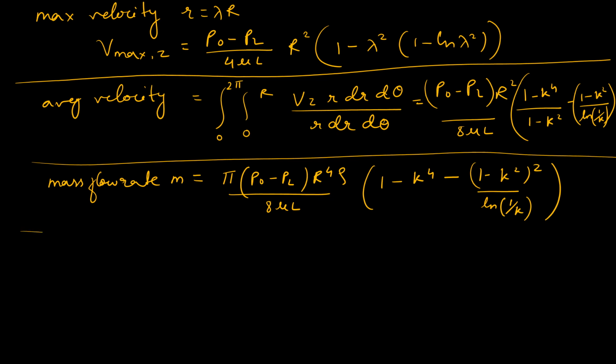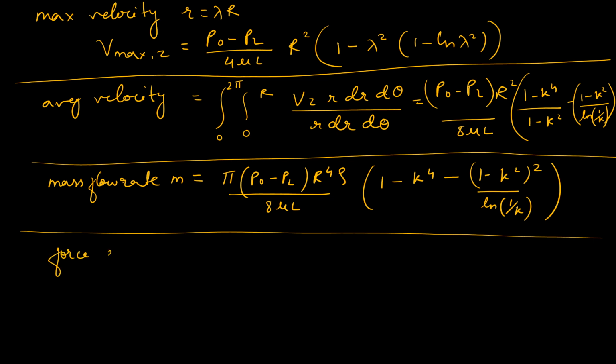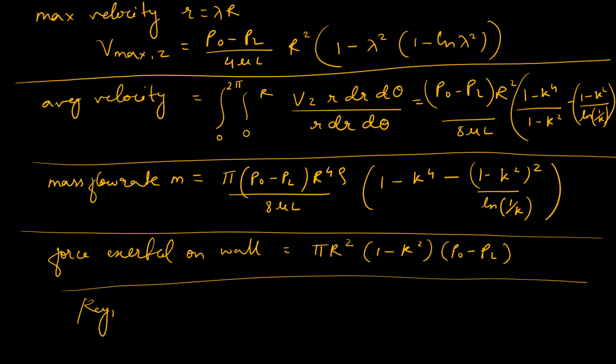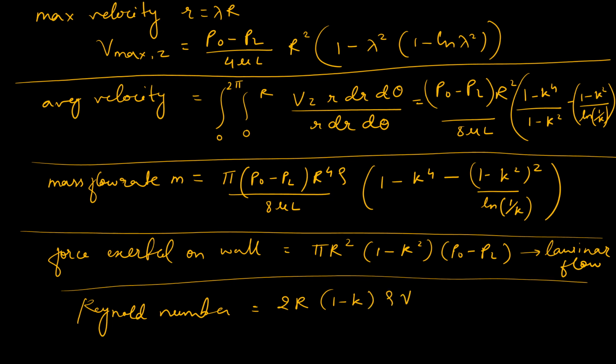While the force exerted on the solid surface, the force exerted on the wall, is πR²(1 minus k²)(P0 minus PL). It gives me the Reynolds number. This force exerted is the sum of the force exerted on the inner cylinder wall and the outer cylinder wall, where laminar flow condition is considered. So to find the Reynolds number for laminar flow, here is the equation: 2R(1 minus k)ρ⟨Vz⟩/μ.